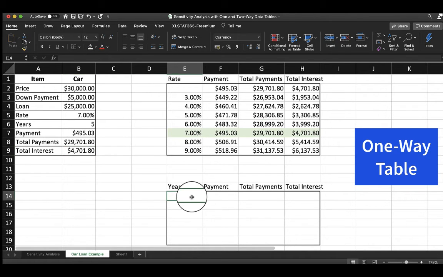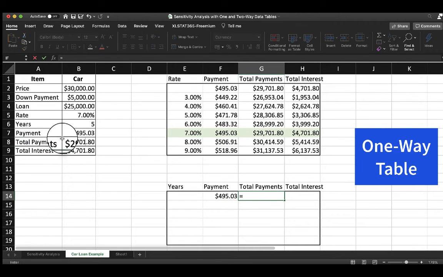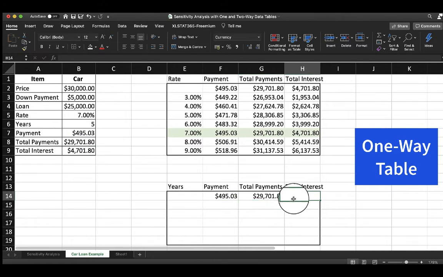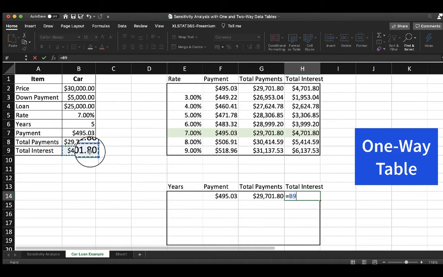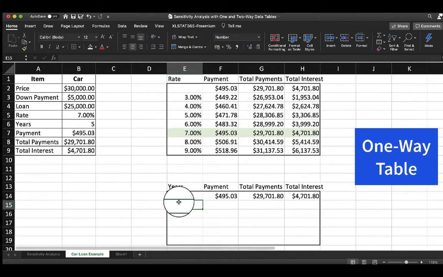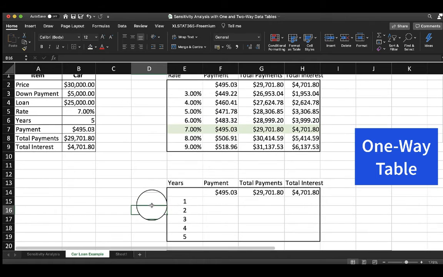Now what if I want to find out with the help of years? What will be the different outputs if we apply a one way table in terms of years? So again, I'll type payment, that is this one. Then I'll type total payments, that is your B8. Then total interest, that is your B9. Then I'll write here different years, suppose 1, 2, 3, 4, 5. Now these are my different years and I apply the data table.